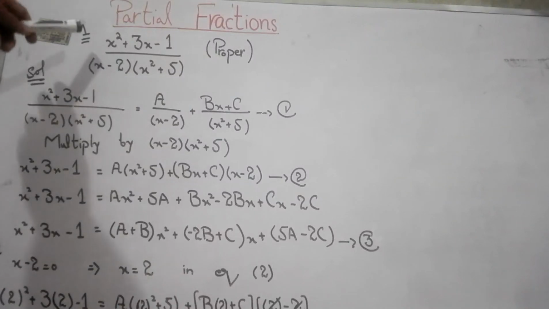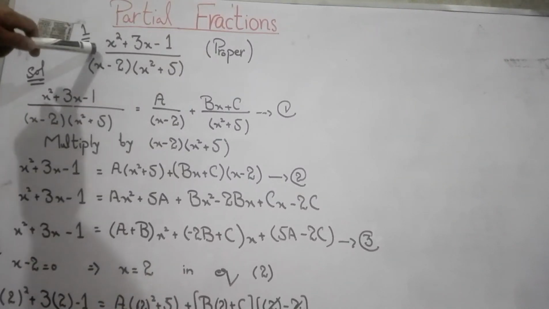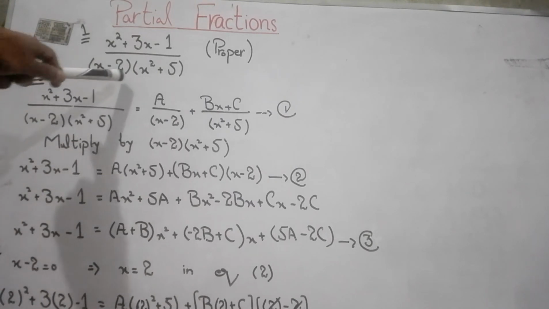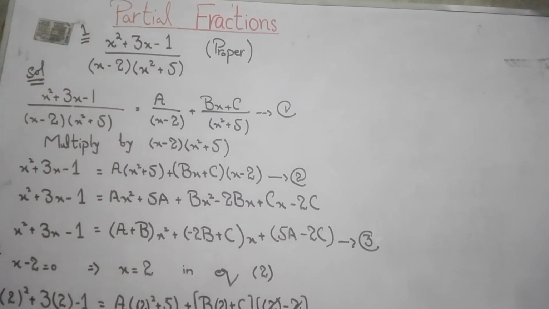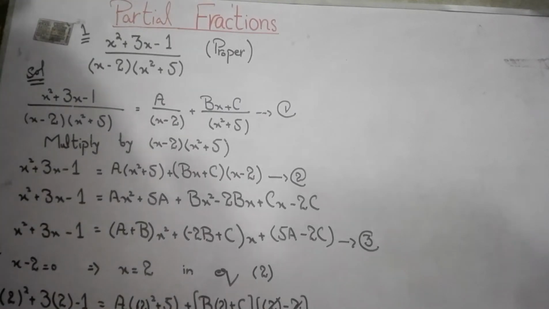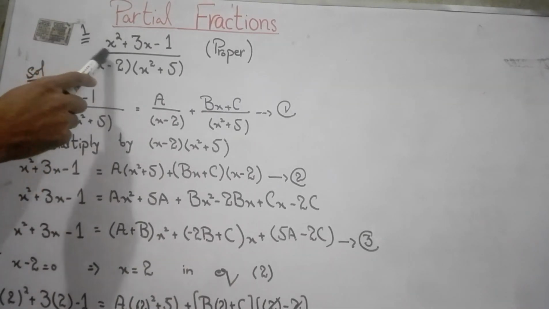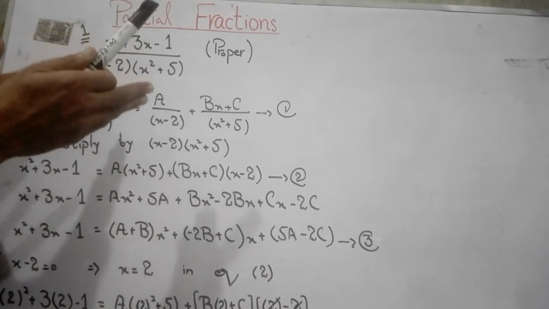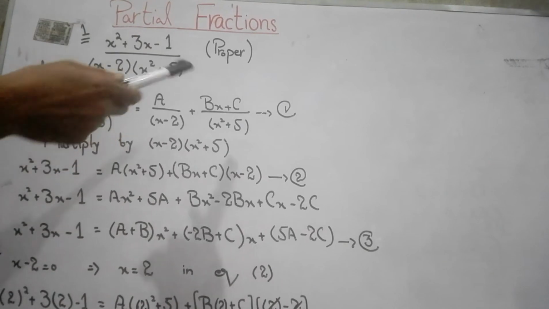Students, we are having question number 1. The integral is (x squared plus 3x minus 1) over (x minus 2) times (x squared plus 5). You can see that this is a proper fraction. The reason is that the degree of the numerator is 2, while the degree of the denominator is 3. Now, first of all, check whether it is a proper fraction.